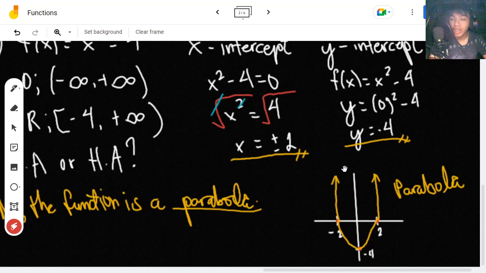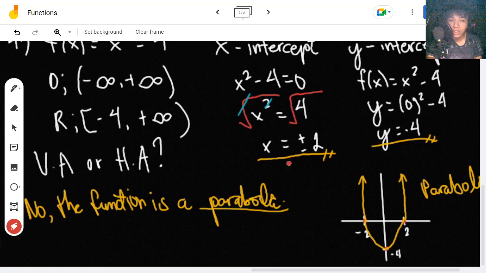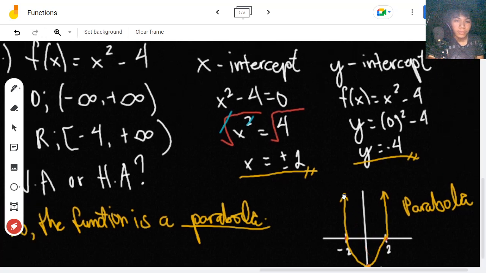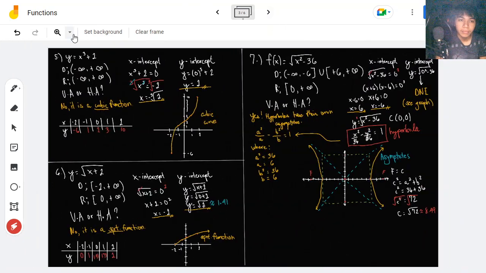And now we have another parabola here. Now we can see that it passes through negative 2 and positive 2. Henceforth, that is why we have this answer for our intercepts. And for the range, again, negative 4. It doesn't include all the other parts of the function. So everything from negative 4 up to infinity is just enclosed within this parabola. Alright? Okay, let's move on.